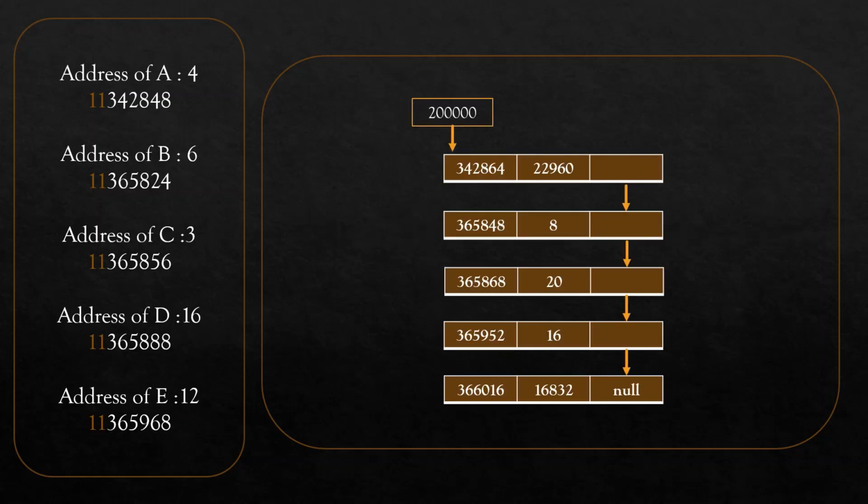This results in a free space linked list. The list is composed of 5 elements depicting the 5 different free slots that are available. The first free slot is at 2864 for 22,960 bytes. The second at 5848 for 8 bytes. Next at 68 for 20 bytes. Next at 5952 for 16 bytes. And the last at 6016 for 16,832 bytes. Thus, we have seen how linked lists can be used to manage the dynamic memory in a heap.